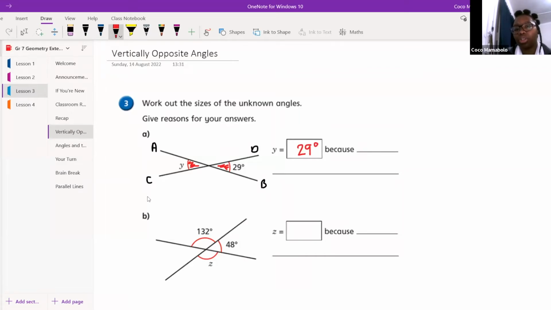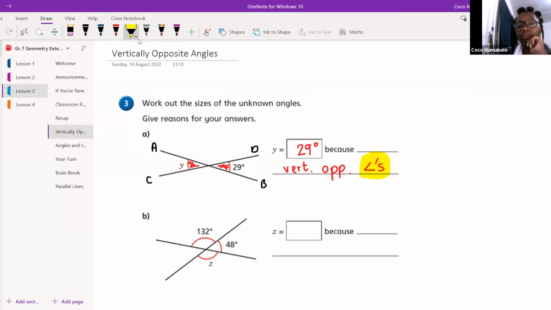And when they say because, we're going to write vert. opp. and then I'm going to draw this symbol here, which means angles. So I want you guys to pay close attention. I'm going to use yellow. This over here, what does this mean? Everybody tell me in the chat. What is this little symbol that I've just drawn here? What does it mean? Can anybody let me know?